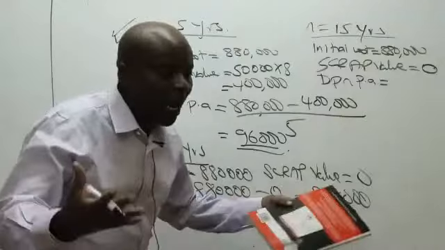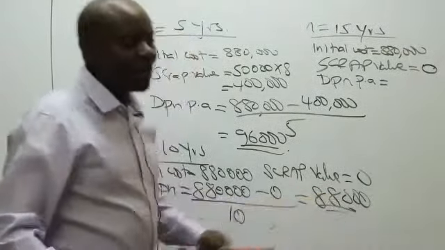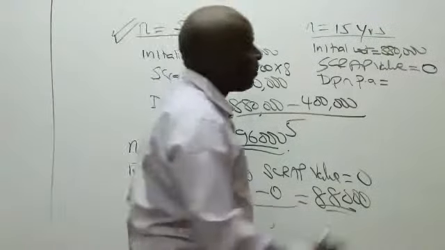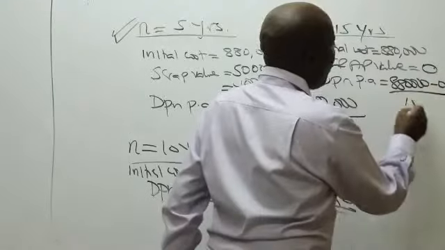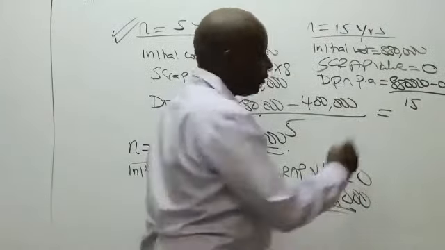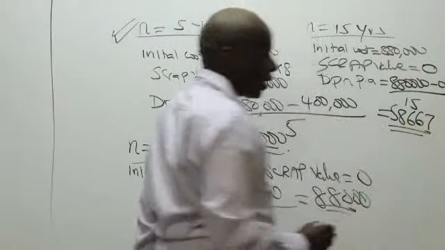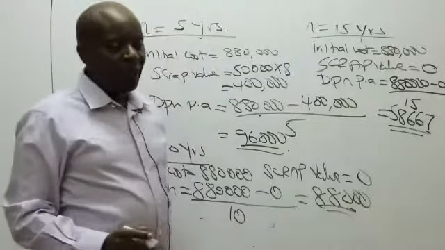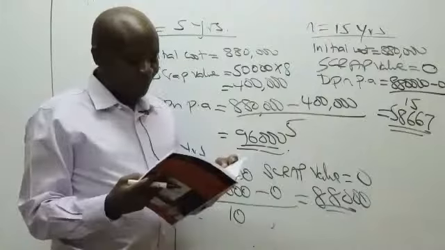These are the low-hanging fruits that I expected my students to go and harvest while smiling. So depreciation per annum here will be 880,000 minus 0 over 15, which somebody is able to give me a figure of 58,667 Kenya shillings. Thank you very much. Those are quite low-hanging fruits.